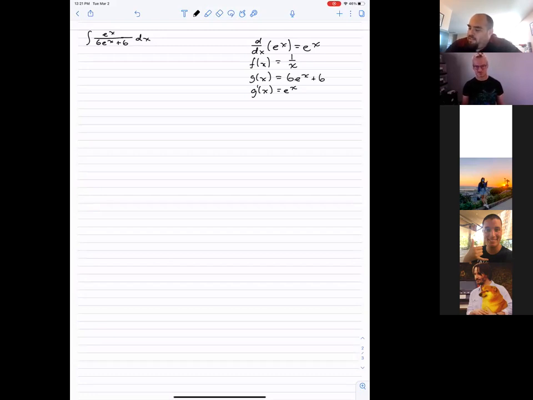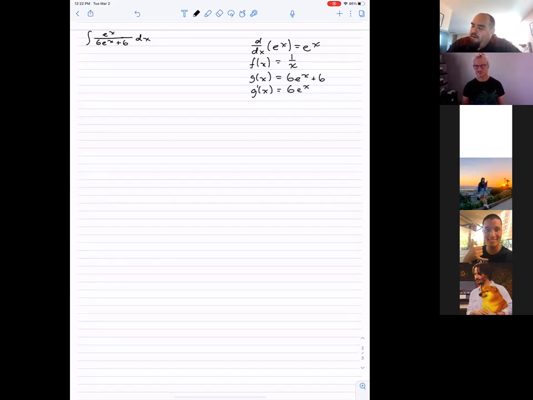Let's see if that'll work. All right, so you have g of x equals 6 e to the x plus 6. I don't think our g prime of x is really e to the x, but it's close, right? I think I have to do something with the coefficient, the 6. So what is the derivative of 6 e to the x plus 6? 6 e to the x.